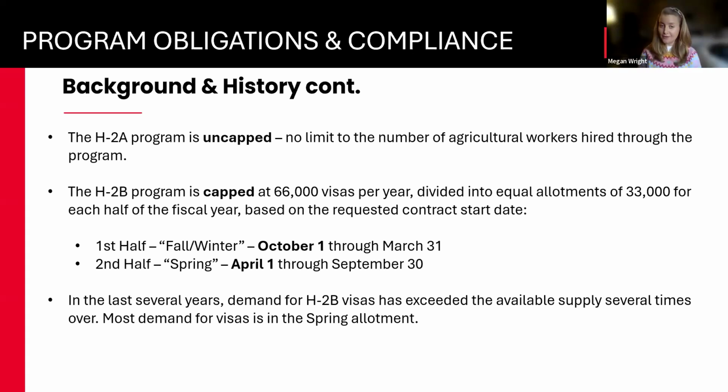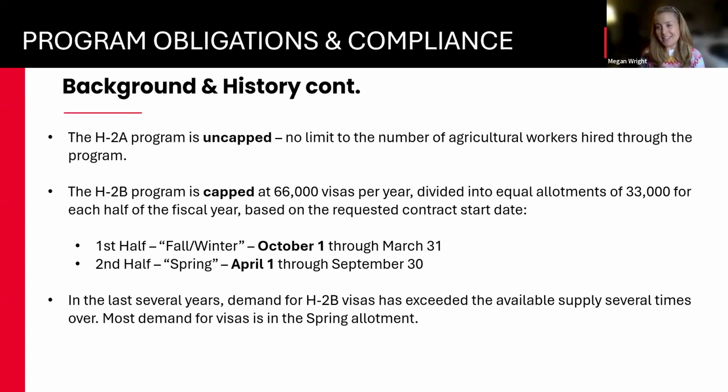So not your entire contract period, and we'll talk about what it means to be seasonal and/or temporary and how long you can have the workers. But just note that if you have an overall labor need that would start October 1st through March 31st, you would apply for the first half of the fiscal year. Or if you had a labor need that started April 1st through the end of the fiscal year, you would apply for the second half of the H-2B visas for the government fiscal year.